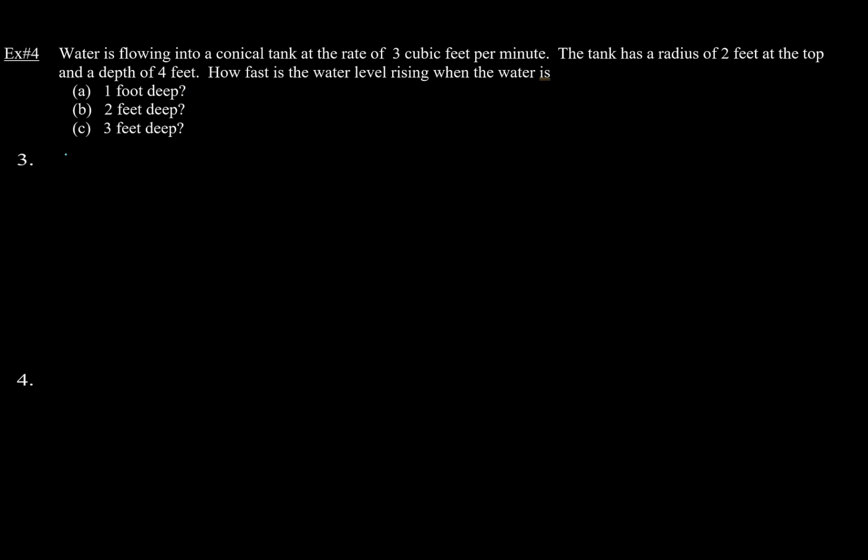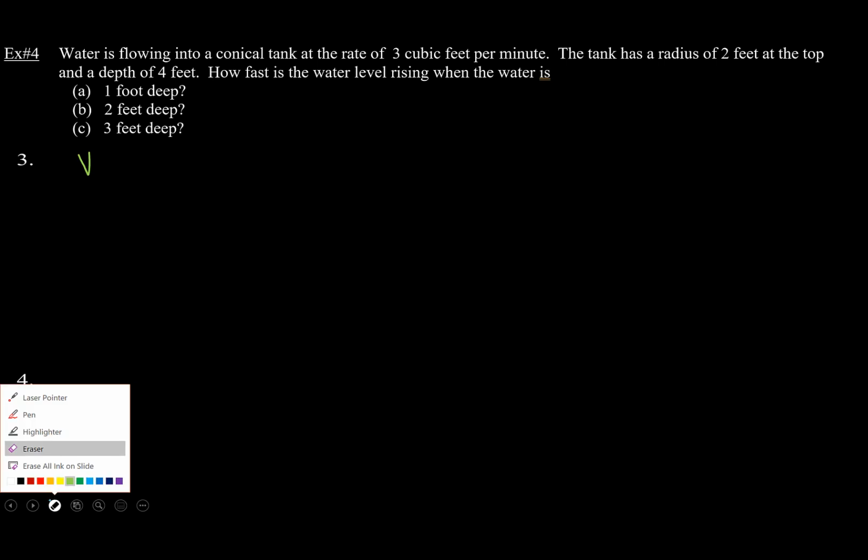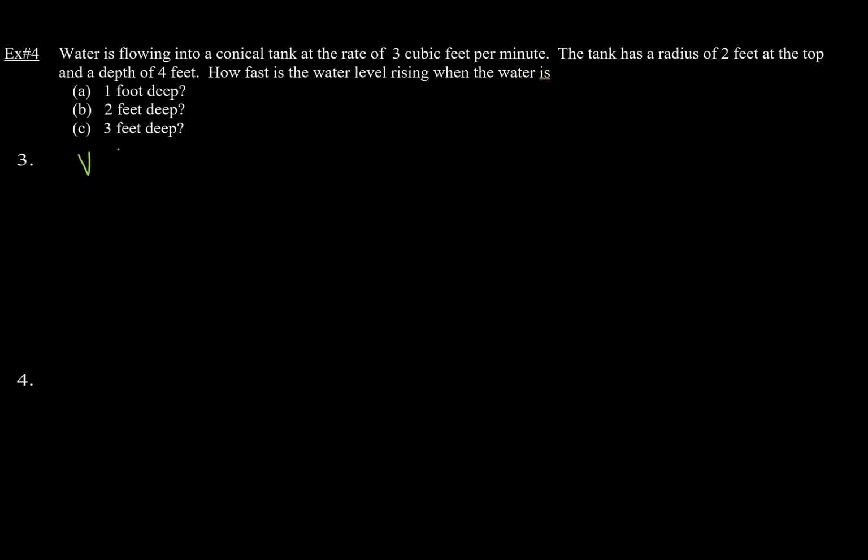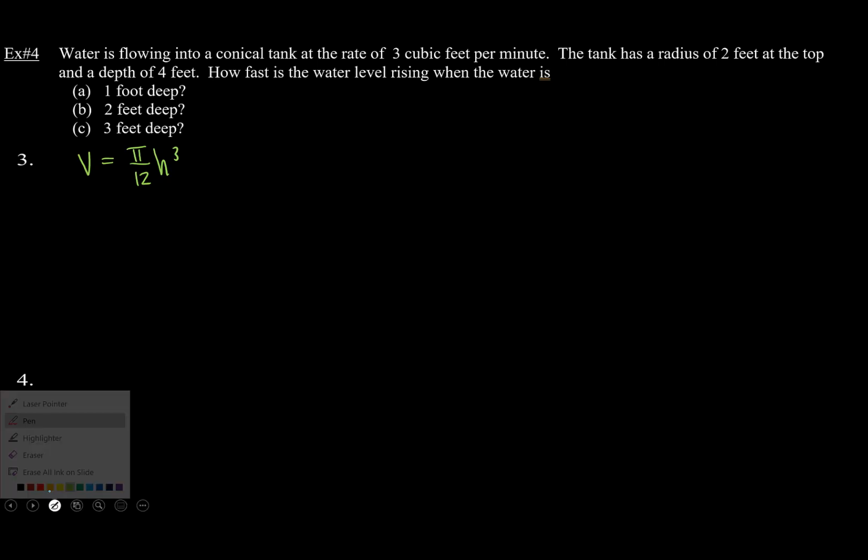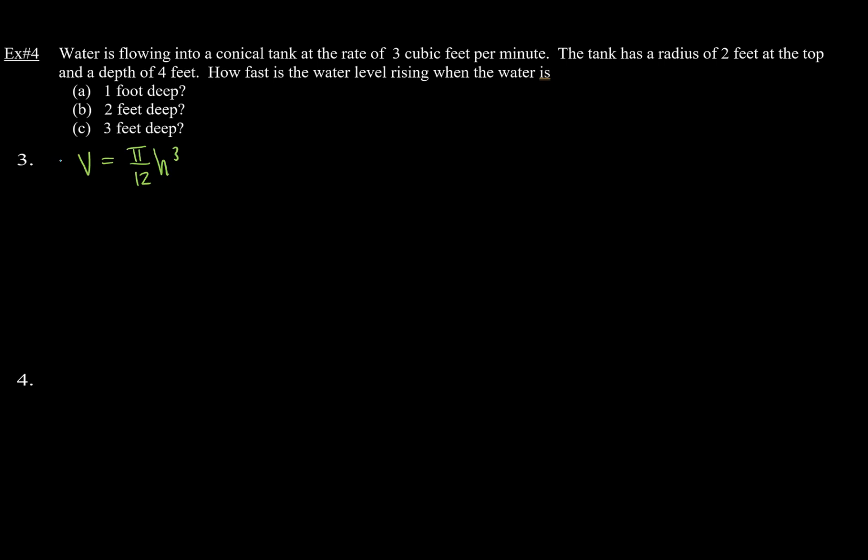Okay, so let's just remind ourselves: we've got V equals pi over 12 h cubed. All right, so we're in my derivative stage. I'm going to take the derivative with respect to time of both sides.